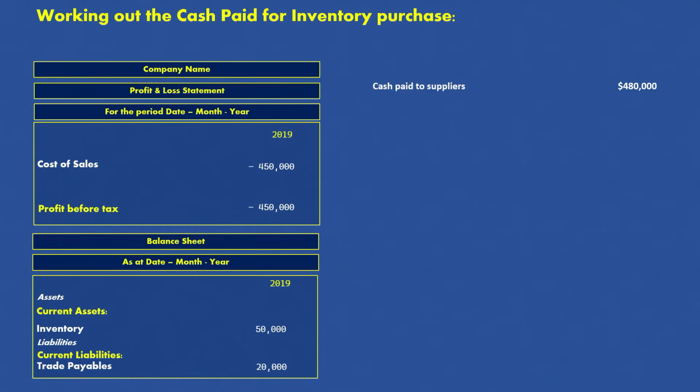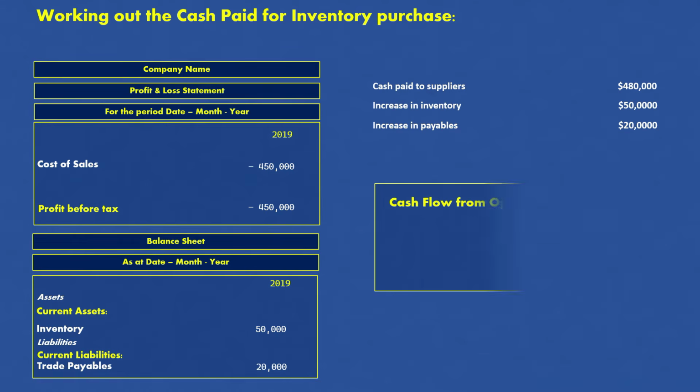First thing, we know cash paid to suppliers in this case is 480. We also know that the increase in inventory is $50,000, and we also know that the increase in payables is $20,000 here, 50 and 20. And why are we saying increase? Because the opening values are 0. We just started this business in 2019.